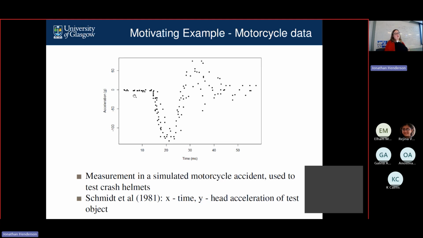It's a useful one because there are change points, there's heteroskedasticity, there's all sorts of stuff going on. So it's a nice one, and also because it's two dimensions we can visualize it nicely. It's available from Schmidt et al., 1981. X is time in milliseconds, and Y is the head acceleration, which sounds slightly horrific, of the test object in gravity.